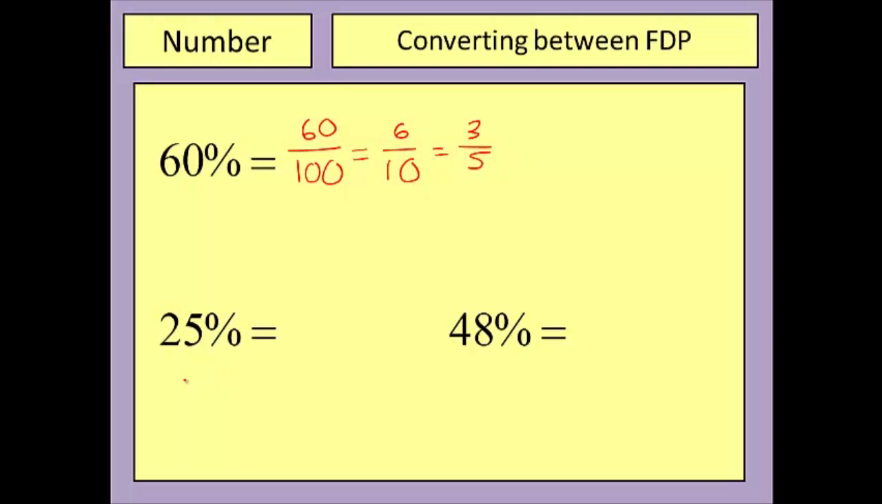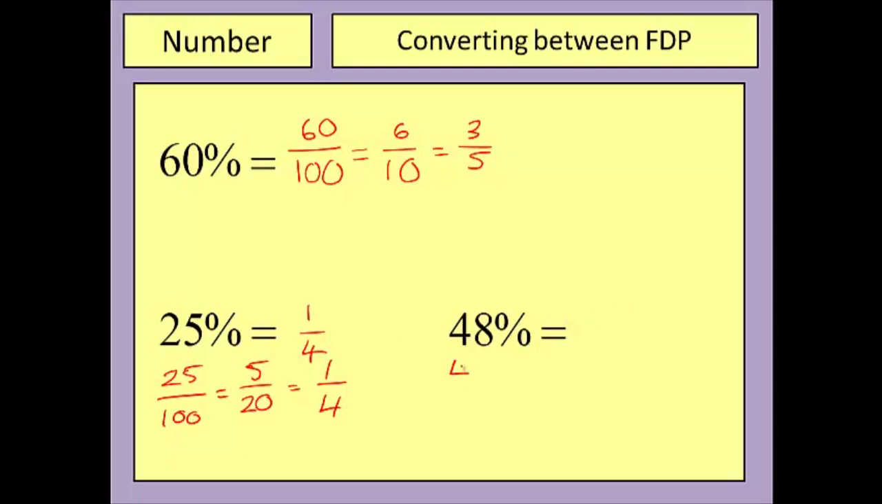Okay, so in this one, 25%, I'm going to make it 25/100. It's always over 100 and then simplify down. So in this case, I can divide both the top and the bottom by 5. That's going to give me 5/20. I'm still not fully simplified because I can divide by 5 again. This is going to give me 1/4. And hopefully you will recognize that 25% is 1/4.